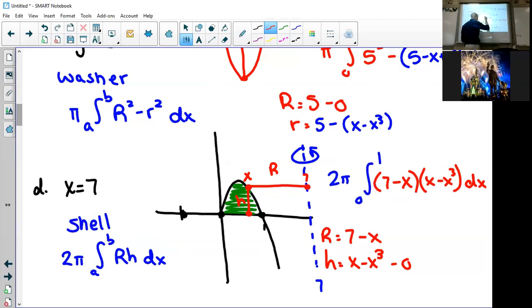Okay, and hey, there's our setup. We're all done. And if we wanted to evaluate this, we would FOIL this out and find out what we got. So r, when you're dealing with shell, is always going to be either x minus a number, like it was in the first one we did with shell, or a number minus x, like it is here. It all depends on where that vertical line is. Is it to the right or is it to the left of your region? All right, let's do two more.